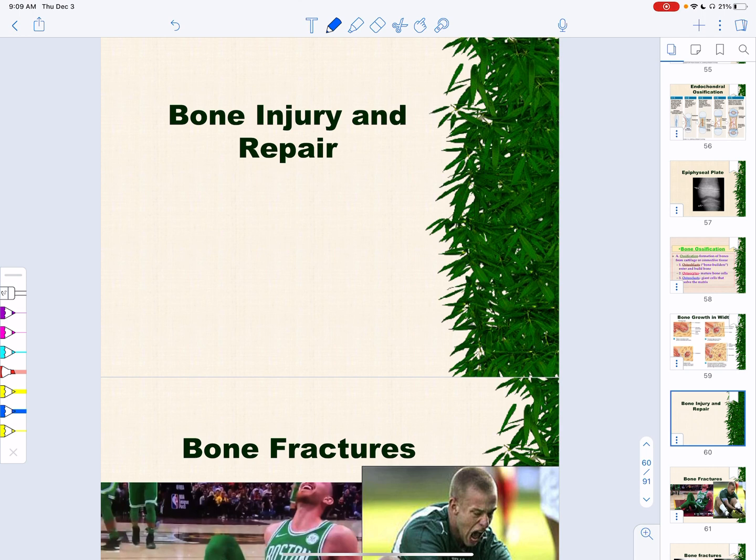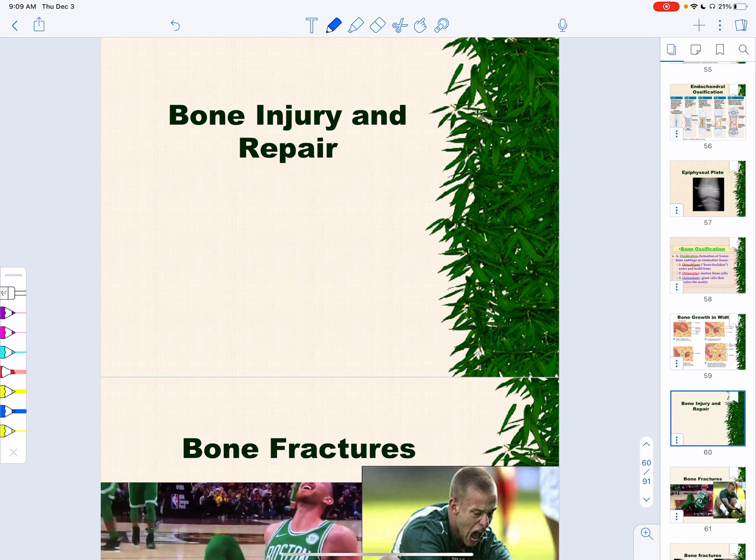I would like to walk you through the last section of the skeletal system notes, bone injury and repair. I will let you know that there are a few pictures, as you can see by the faces of the athletes at the bottom of your screen. There are some pictures that are a little unsettling. If you need to look away, look away.